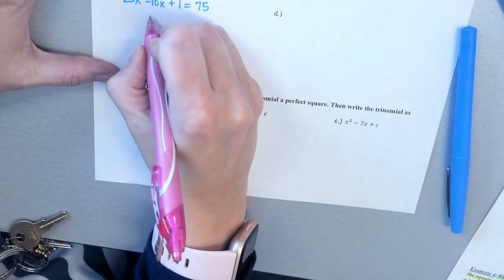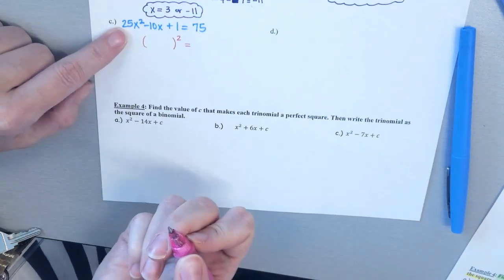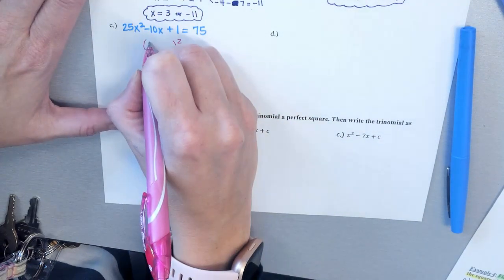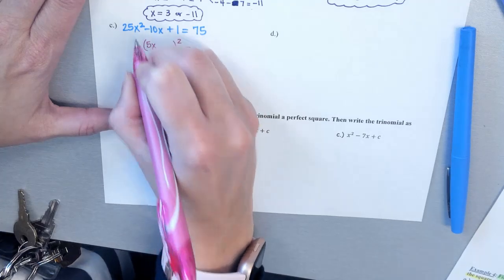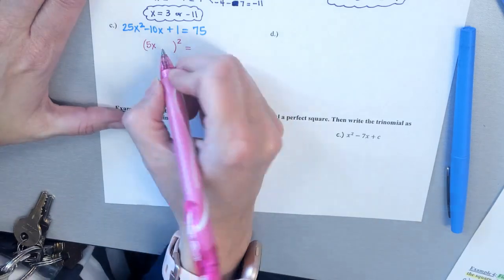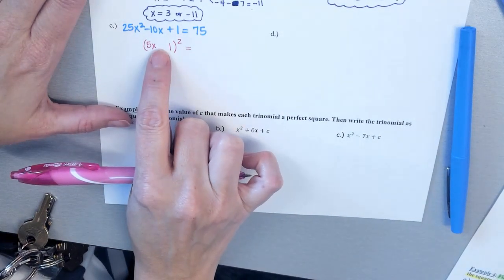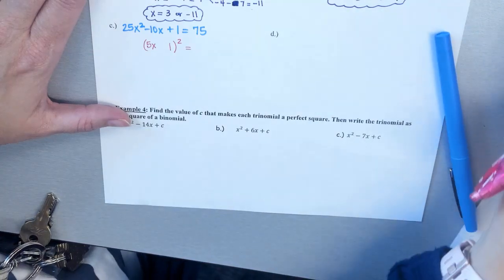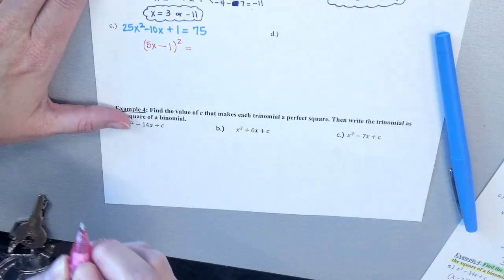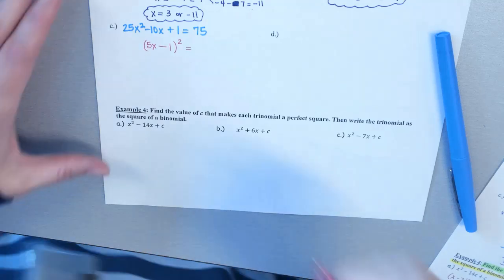All right, so when you're doing this first step, this is a perfect square trinomial. So the square root of 25 is 5. So it's 5x because you have the x squared with it. Square root of 1, 1. Okay, and then what sign are we going to put here? Yep, that's the middle one. So it's always going to match the middle, right? Okay, and then from there, you can take your square root.